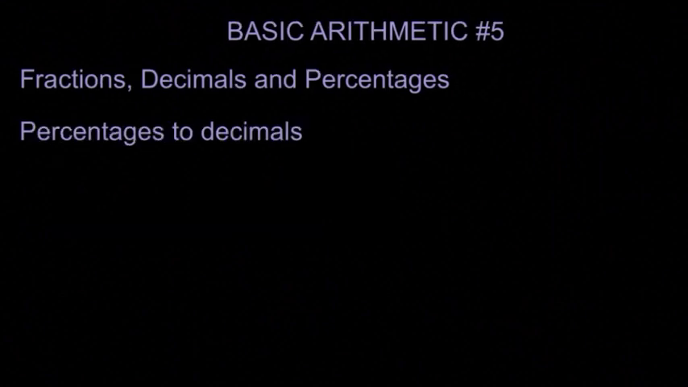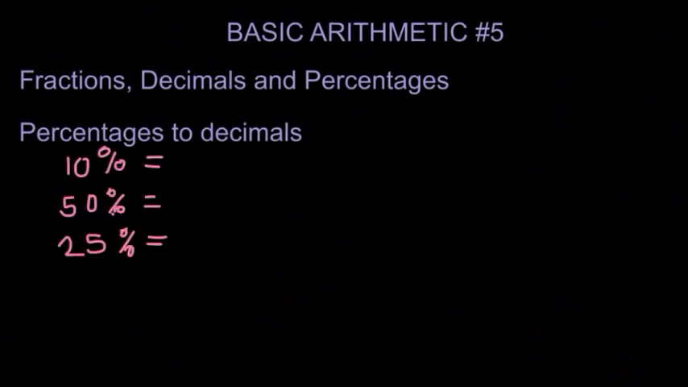The next one we look at is percentages to decimals. The best way to approach this is to see if there's a pattern that we can discern. 10%, if we wrote that as a decimal, would be 0.1. 50%, if we write that as a decimal, is 0.5. 25%, if we write that as a decimal, is 0.25.